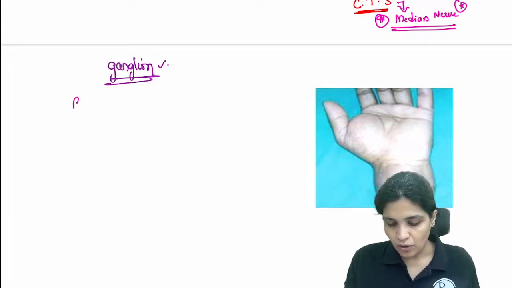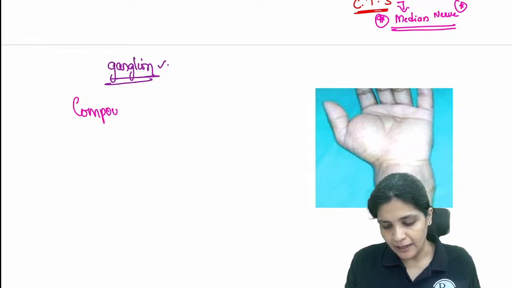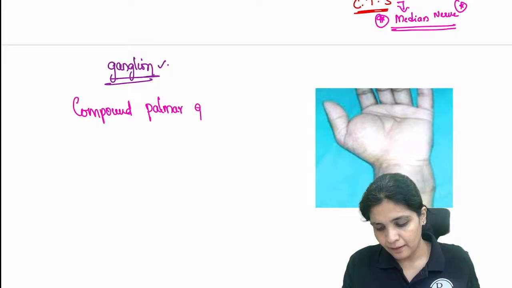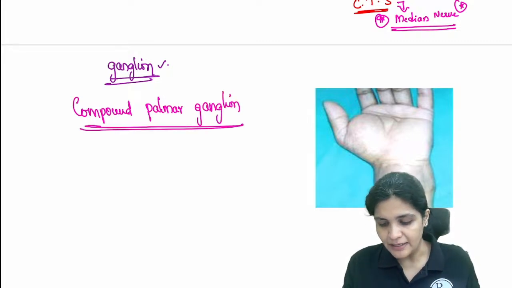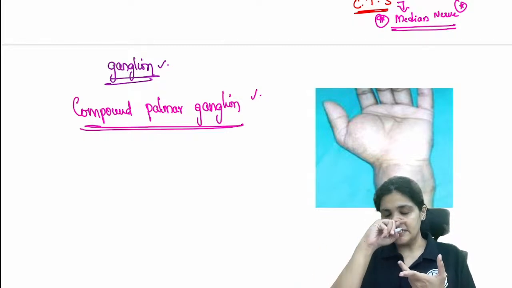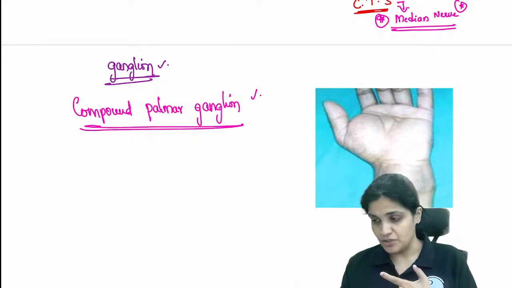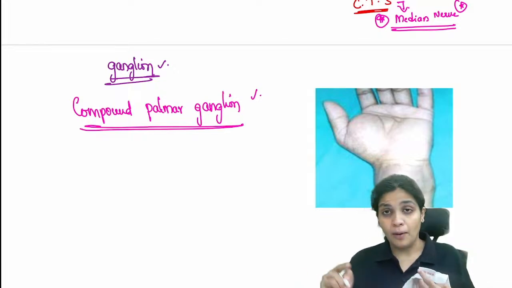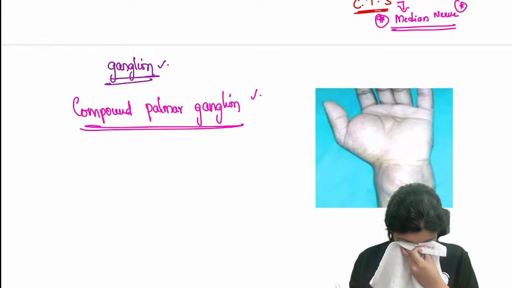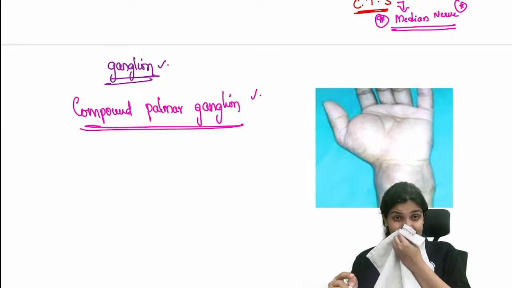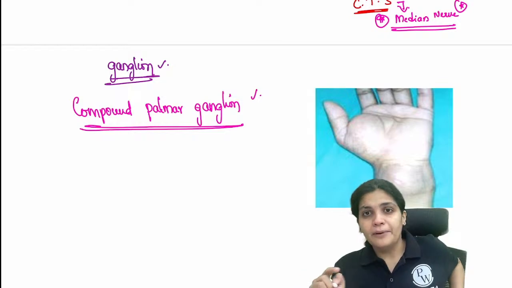So this is your compound palmar ganglion. We have already learned that a ganglion is nothing but a cystic swelling, right? Whenever I say cystic, that means it is fluctuant and transillumination positive. These two you have to remember, right? And now I am saying that this is a compound palmar ganglion. So what is this compound palmar ganglion?